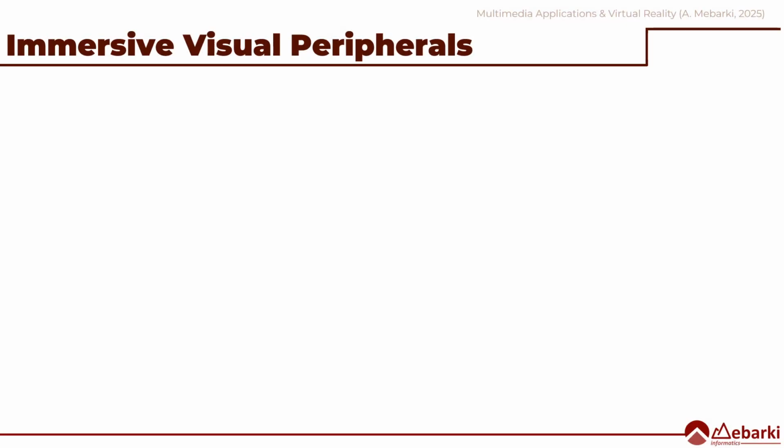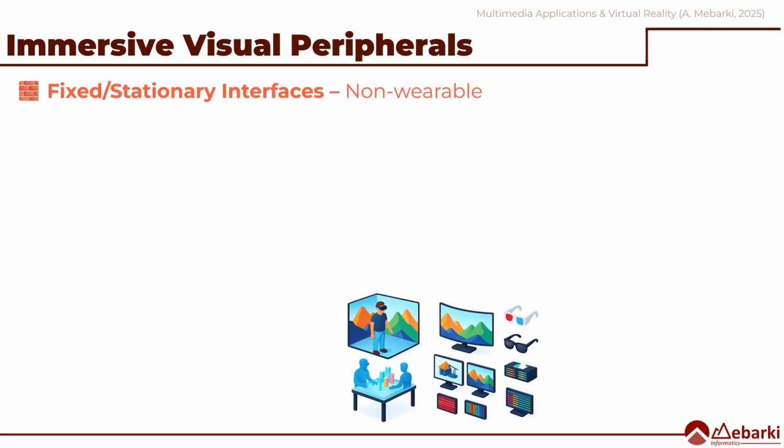Let's talk about fixed stationary immersive interfaces. These are immersive systems where the user remains in a defined space and the virtual environment is presented through screens, projections, or specialized displays. They provide powerful visual experiences without requiring full mobility.